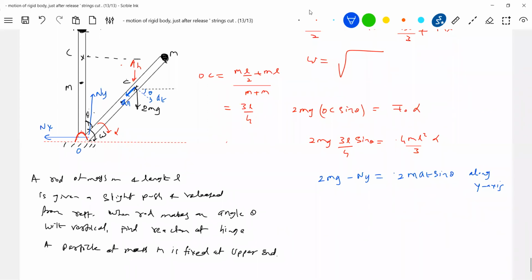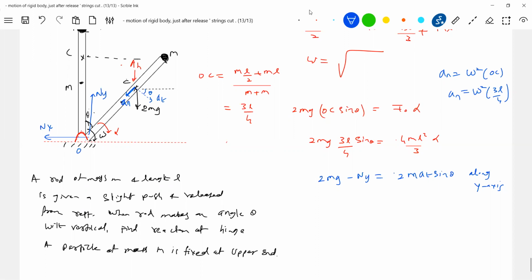Now, what is a normal? A normal should be equal to omega square into 3L by 4. This is a centripetal acceleration. So is writing this equation correct? No. Even the component of an also should come there. So this has to be modified.